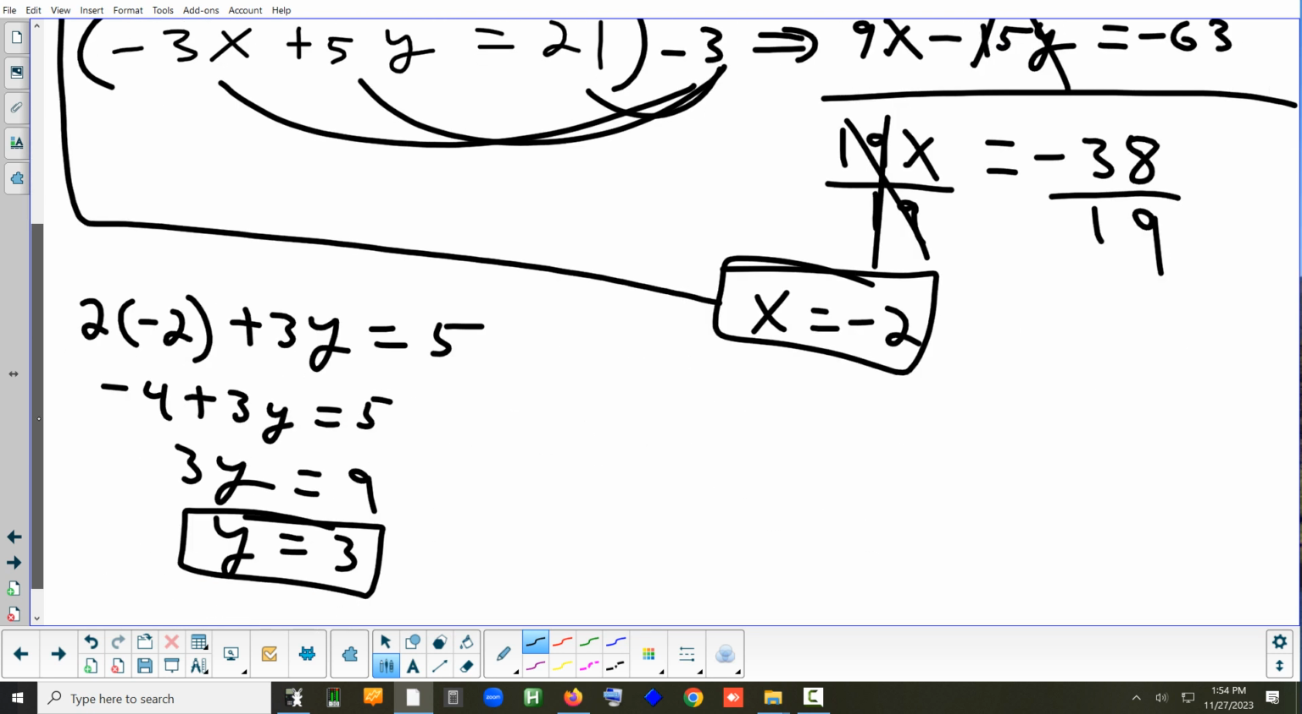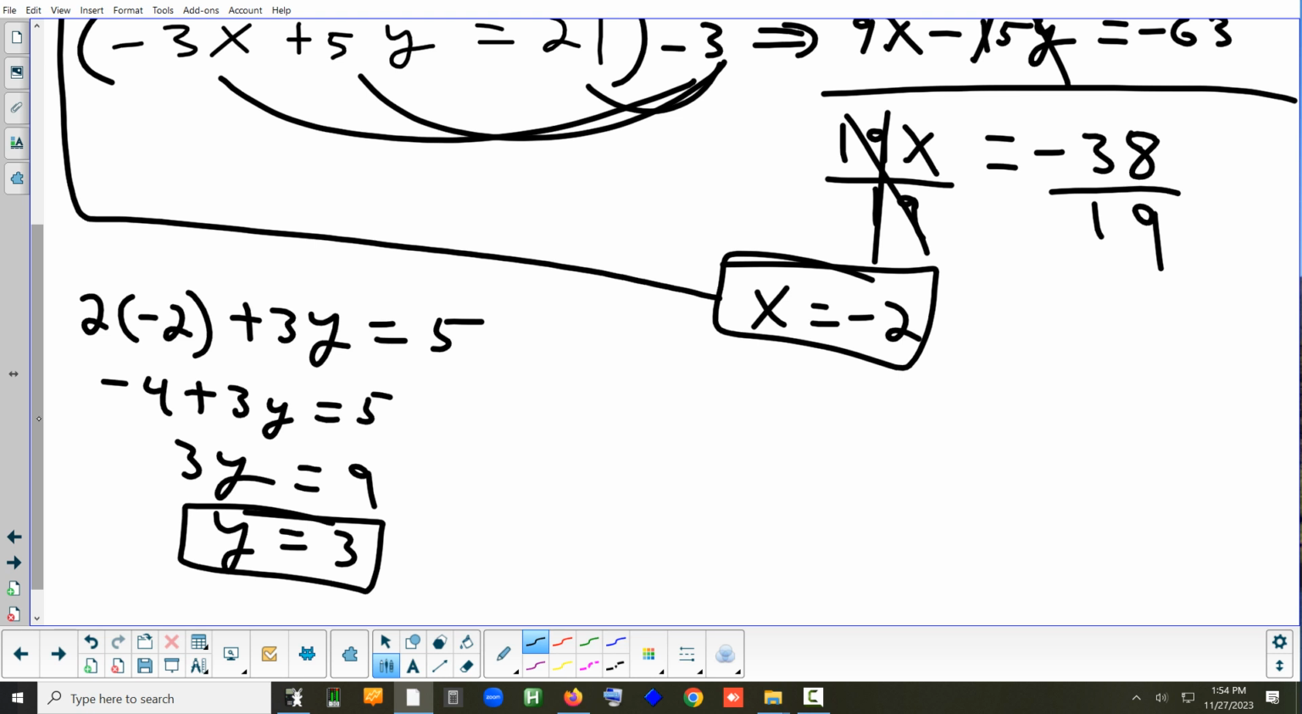If we were to graph those, where would they cross each other? -2, 3. Now, when you draw 2 lines, that's one thing that could happen. So these lines look something like that. They cross at -2, 3. What else could happen if you draw 2 lines, besides crossing like that?